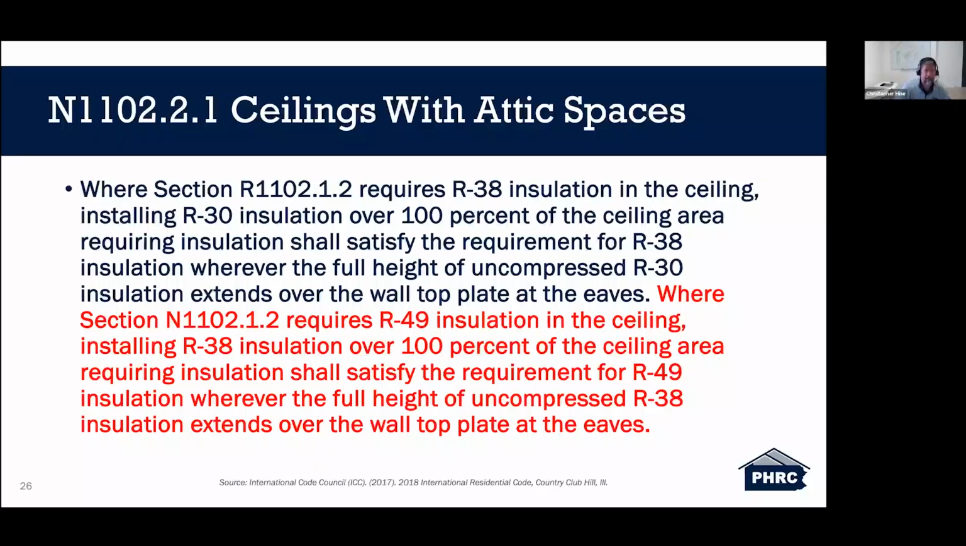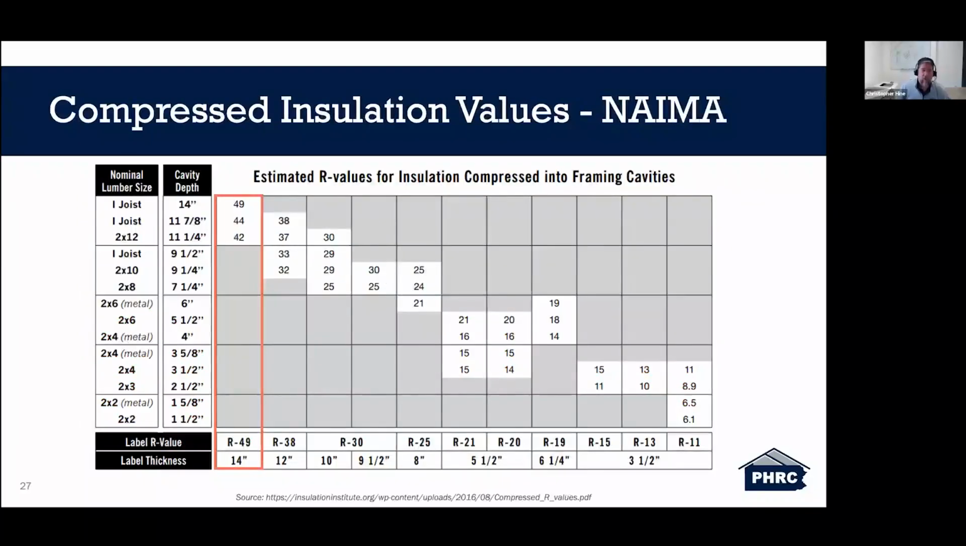So let's jump down to the second half of this provision, where it says that section N1102.1.2 requires R49 insulation in the ceiling. That's where we are. Installing R38 insulation over 100% of the ceiling area requiring insulation shall satisfy the requirement of R49, wherever the full height uncompressed R38 insulation extends over the wall top plate at the eaves. So I'll show a picture of what that'll look like in a second here.